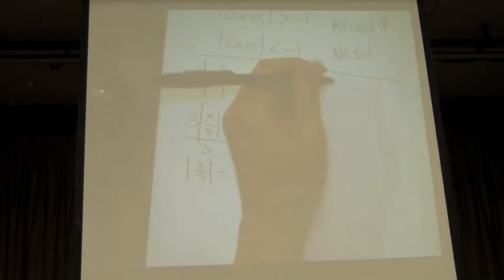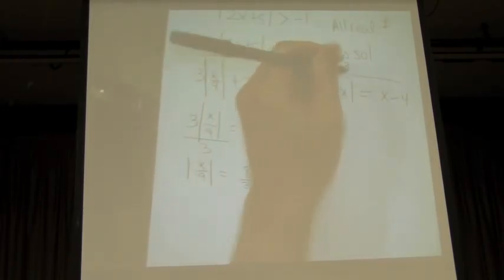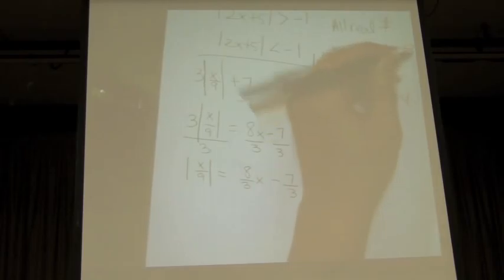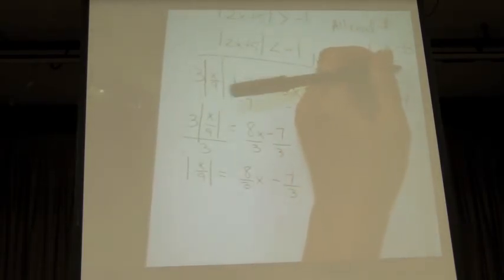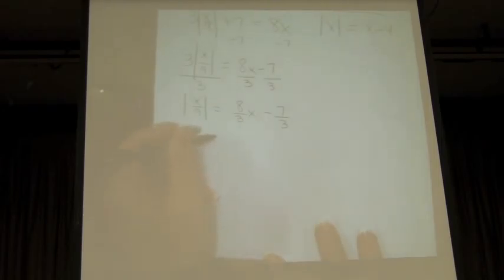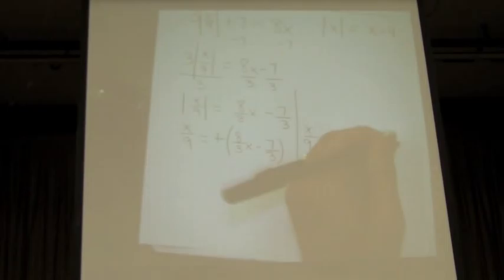Now think of it this way. If the absolute value of x equaled a positive 3, what would be the 2 solutions? X equals the positive version of the right side, and x equals the negative version of the right side. We're going to apply that same idea here. So we're going to say x over 9 equals the positive version of 8/3 x minus 7/3, and x over 9 equals the negative version of 8/3 x minus 7/3.